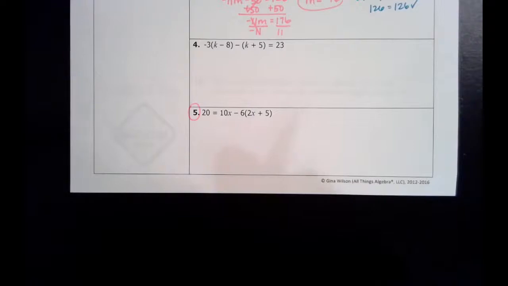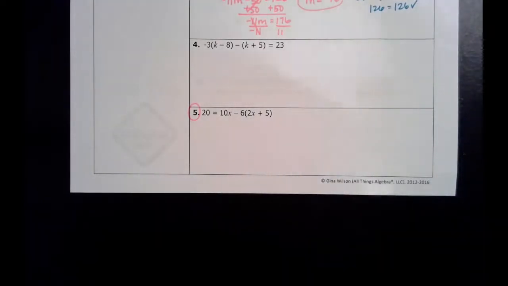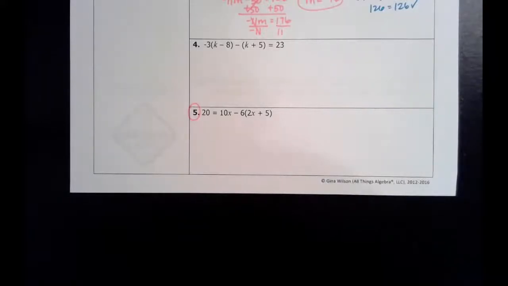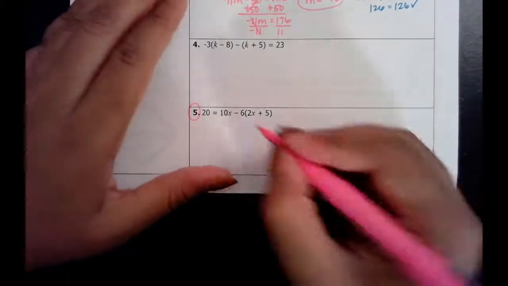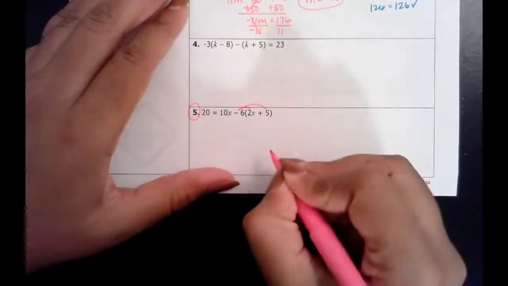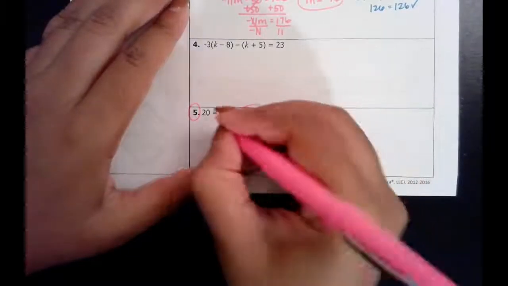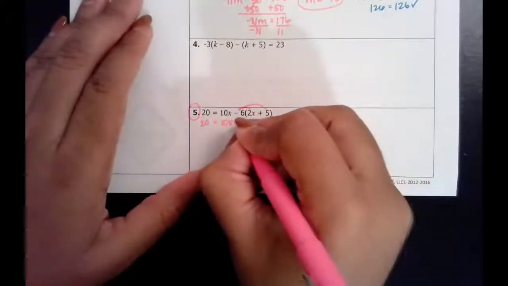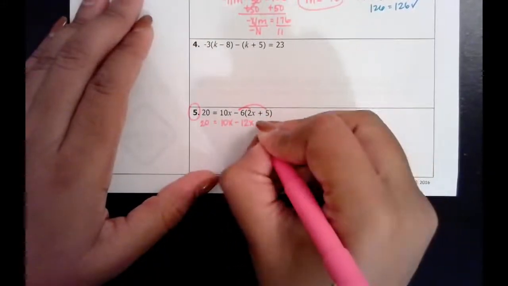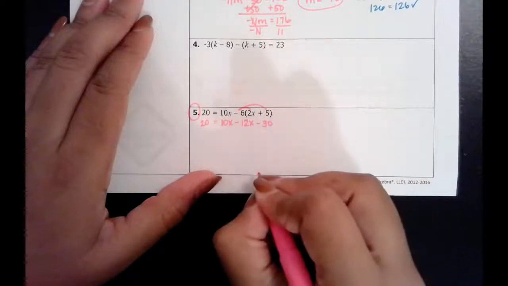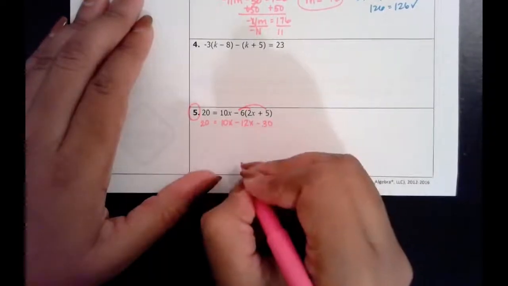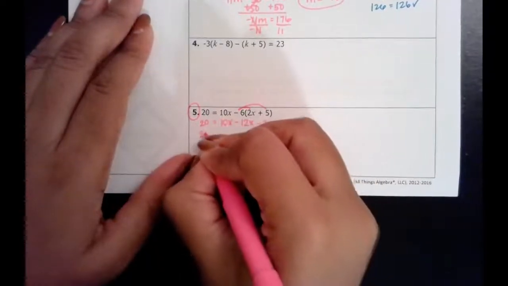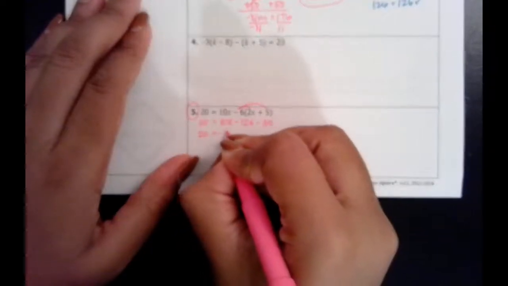So we have 20 equals 10x minus 6 times 2x plus 5. We have to distribute that negative 6. So that leaves me with 20 equals 10x minus 12x minus 30. Combine your like terms. So it would be 20 equals negative 2x minus 30.